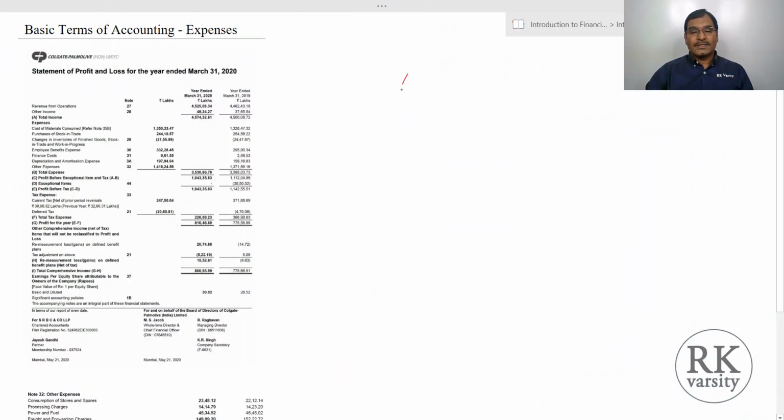So expenses are the amount or money spent by a business to generate revenues. In the sense, let us say a company is in the process of selling personal care products. Here I took an example of a company which manufactures and sells personal care products like toothpaste, detergents and other personal care products.